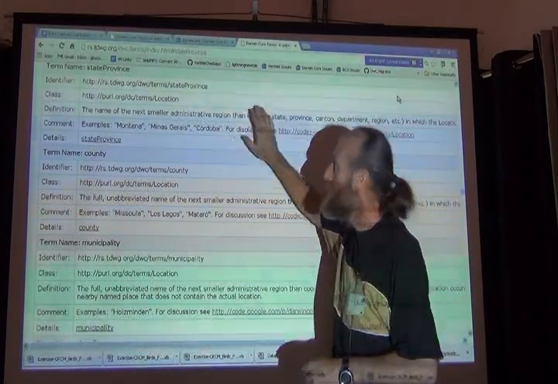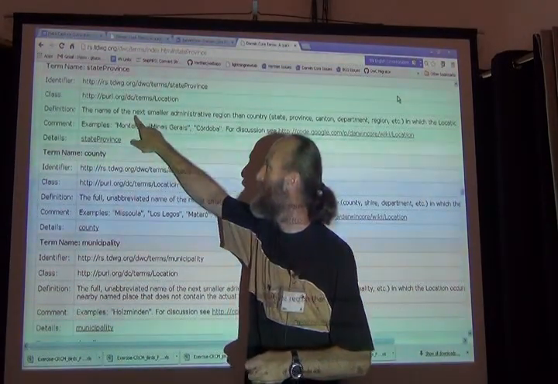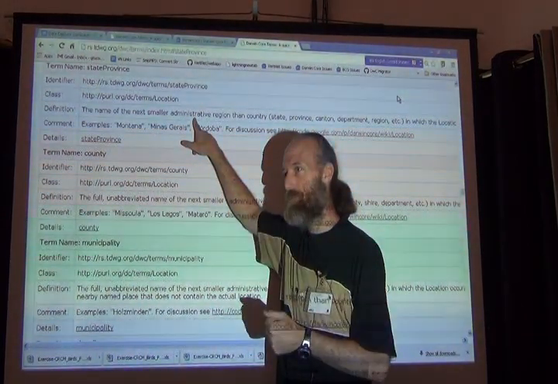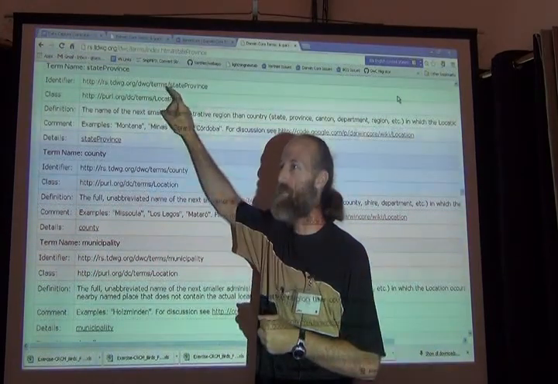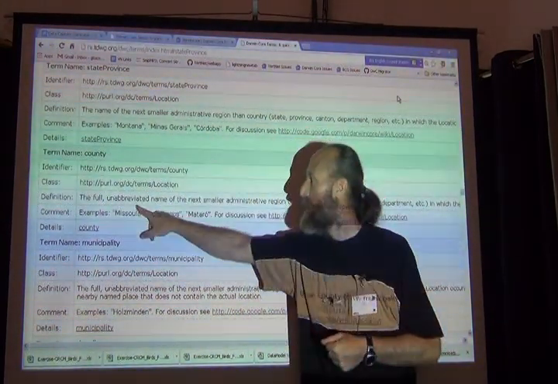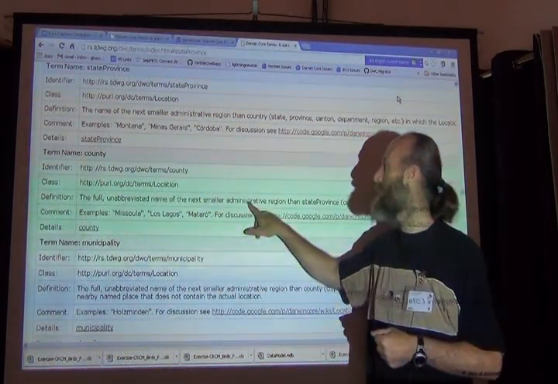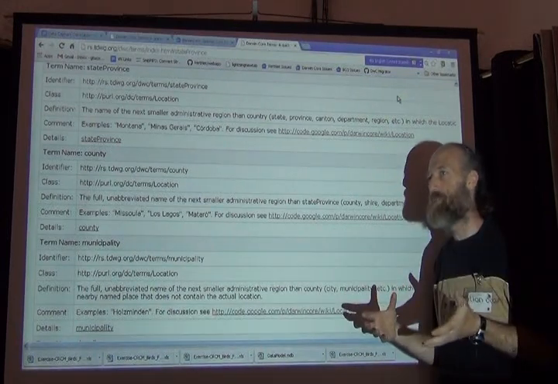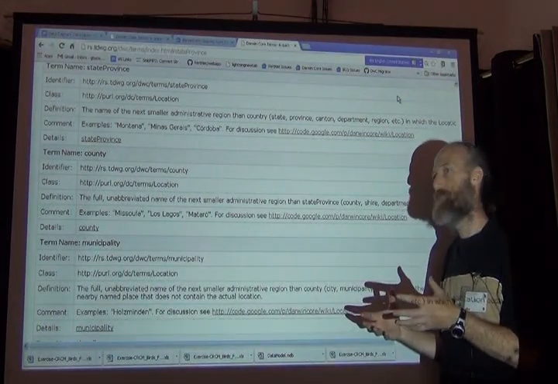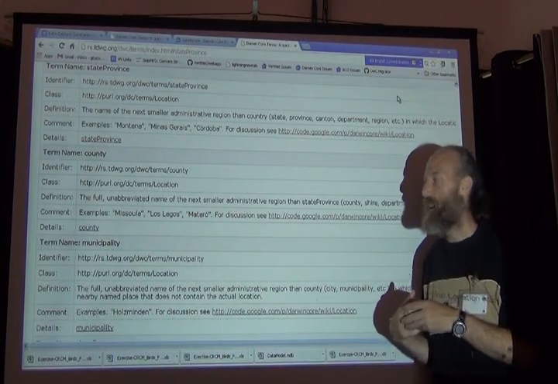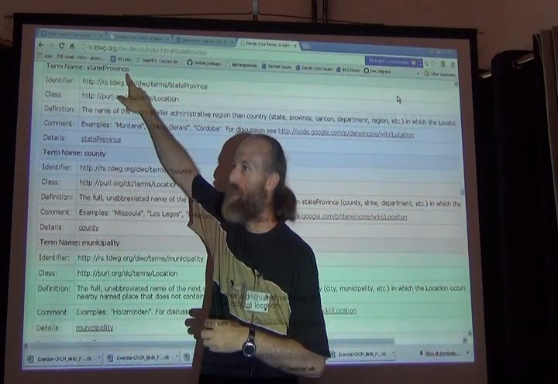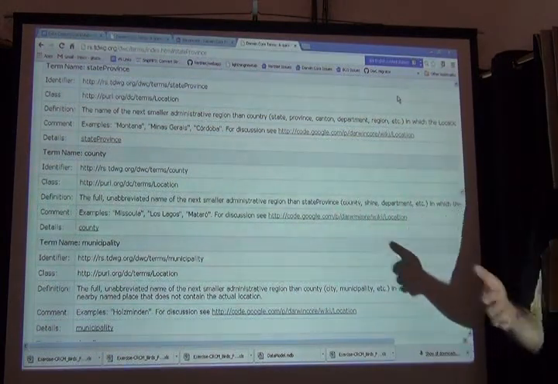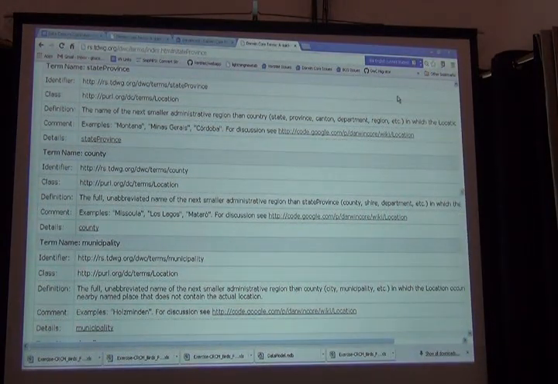But the definition, even though the label is state province, says it should be the next smaller one. So in your case, it should be a district, right? Your districts should go in the state province field. And the same is true for county. It's the full unabbreviated name of the next smaller administrative region than a state province. So whatever is smaller than a district in your case, it should be a department. Okay? Ideally, these should have been named something like Admin 1 and Admin 2 so as to not be misleading, but that's not the case for historical reasons.